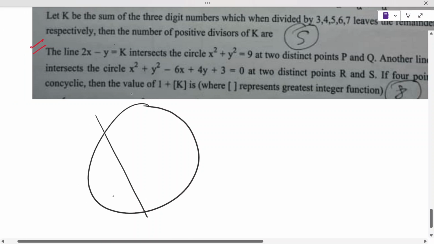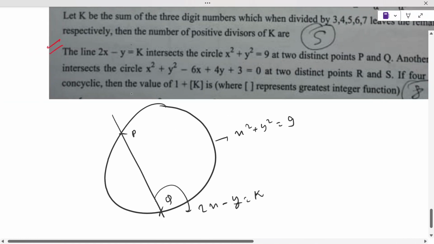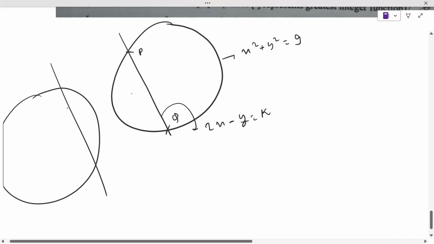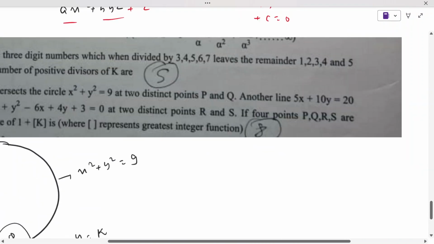So this line is 2x minus y equal to k, and this circle is x squared plus y squared equal to 9. So this particular point is, let's say, P and Q, and another straight line just intersects the circle at these points. So let's say we have another circle out there, and another line is there, which is 5x plus 10y equal to 20.